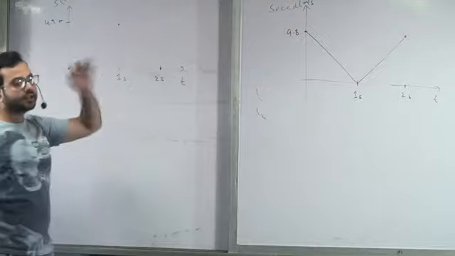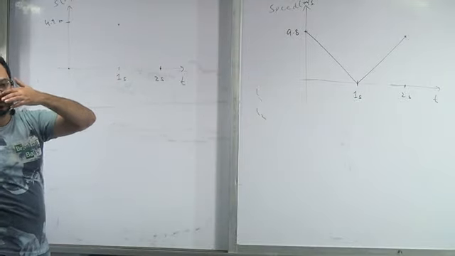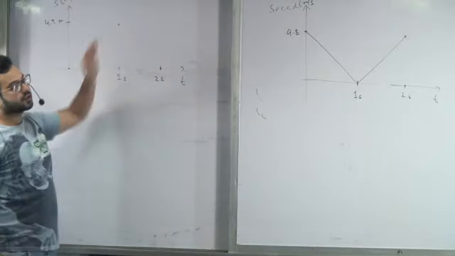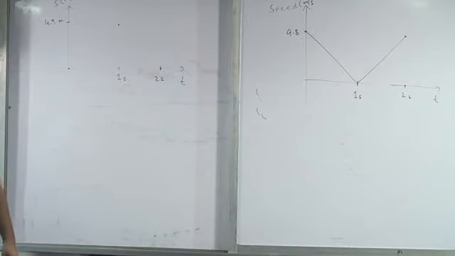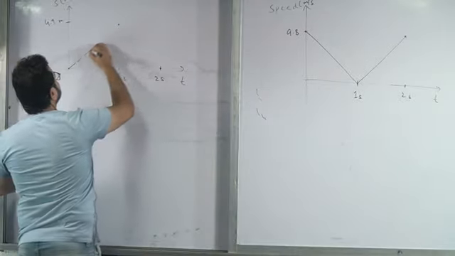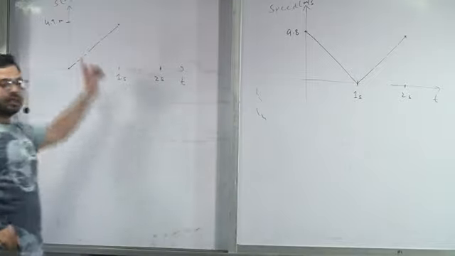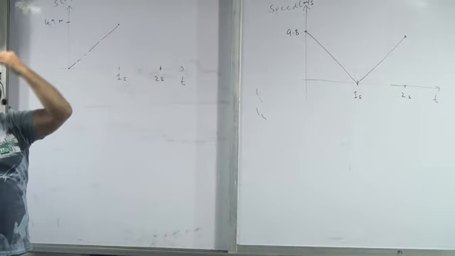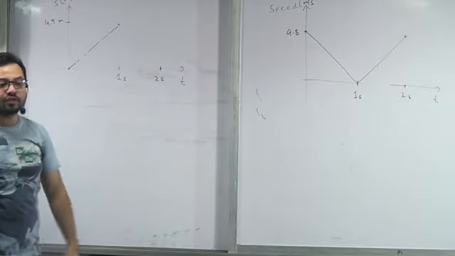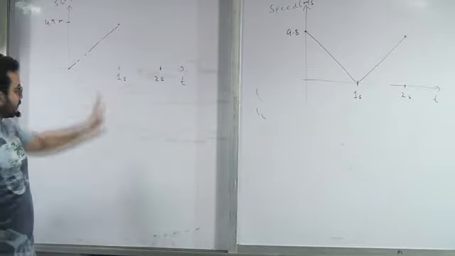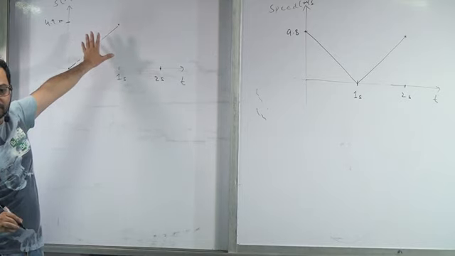Now I need to join these 3 points. Now the question is how? Should I join it with a straight line? Should I join it with a curve? Okay, let's join it with a straight line. Now tell me, what does the slope of displacement time graph give me? From this graph, am I saying that velocity is constant?